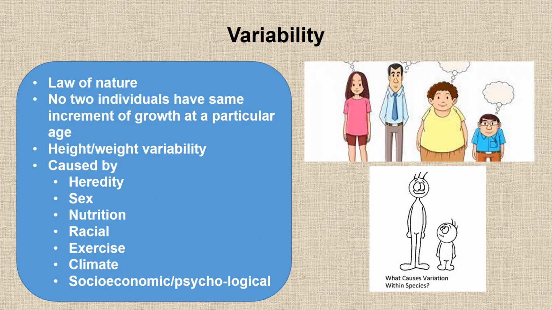Now, the next concept in growth and development is variability. Variability is a law of nature. No two individuals have the same increment of growth at a particular age. There is variability in height and weight, and this variability can be caused by heredity, sex or gender, nutrition, racial factors, exercise, climate, and socio-economic or psychological factors.